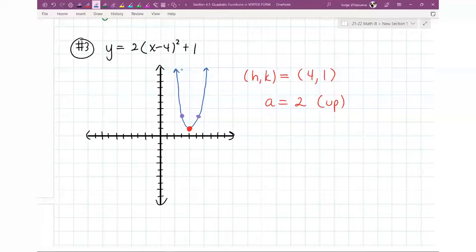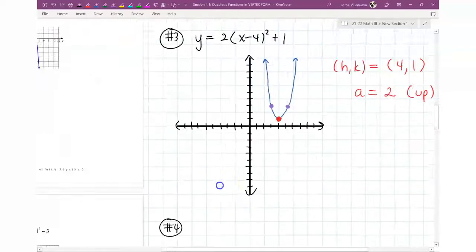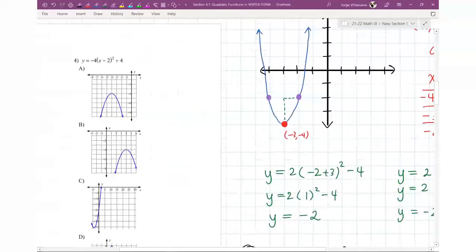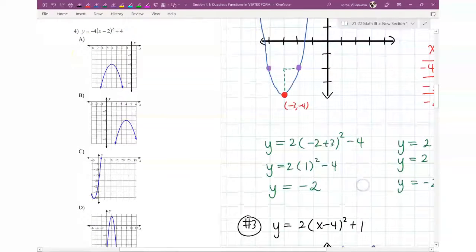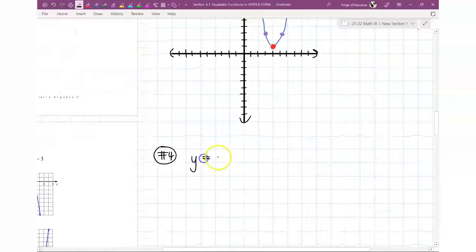Let me do one that's negative. I told you number 4. We'll work on number 4. But notice, that was quick. That's why I don't want to do too many of these for you guys, because I'm like, these are easy. You just have to understand how to do them. So I want to do at least 3 of them. So y equals negative 4, x minus 2 squared plus 4.